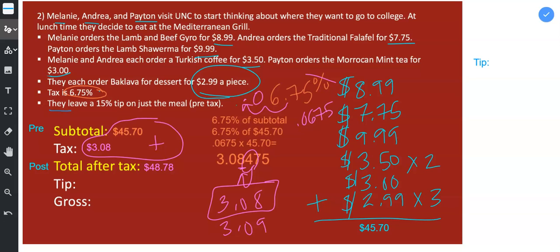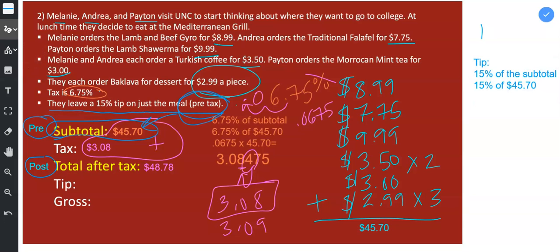It says they leave a 15% tip on just the meal, so the pre-tax amount. So I've highlighted both of these, the pre-tax and the post-tax amount. We have to apply the tip to the pre-tax amount because that's what it says in the problem, which is the subtotal. So for the tip, I'm going to write 15% of the subtotal. So 15% of the $45.70.